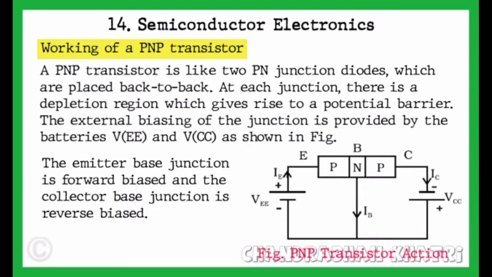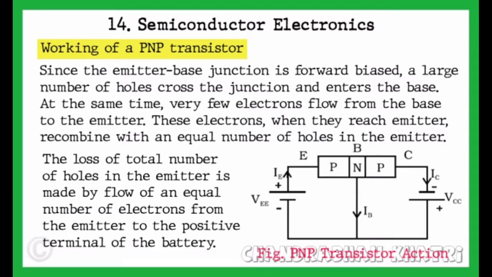The external biasing of the junction is provided by the batteries VEE and VCC as shown in the figure. The emitter base junction is forward biased and the collector base junction is reverse biased.